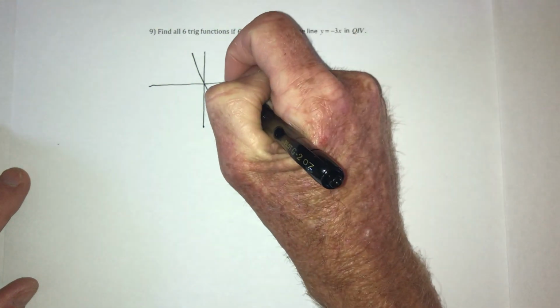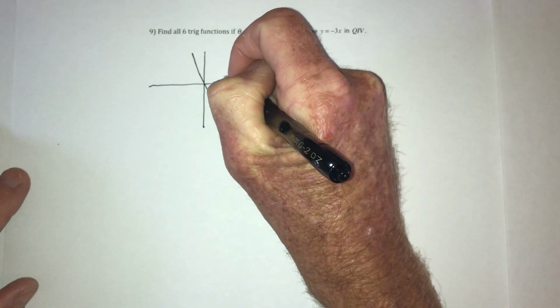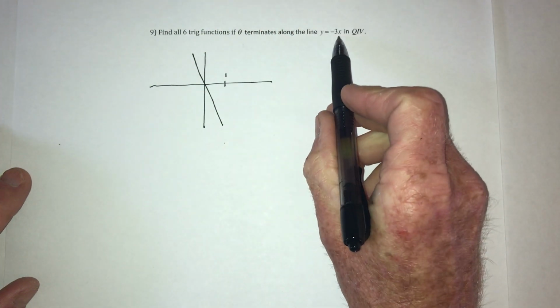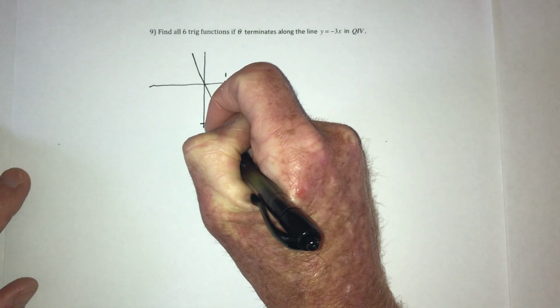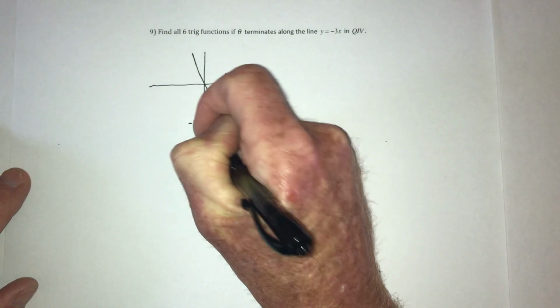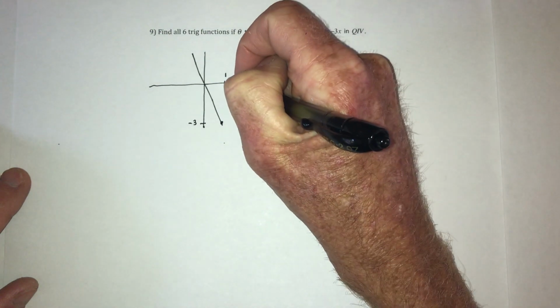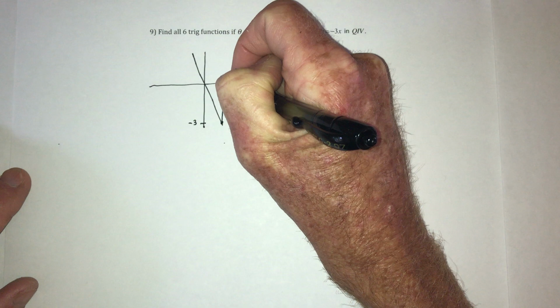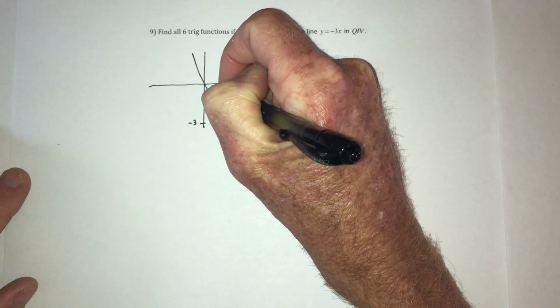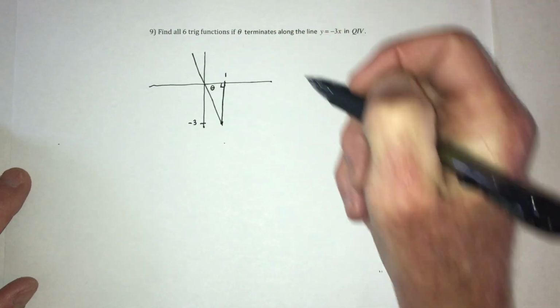Now what I could do is say, well, if x equals 1, so plug that in right there, then y is going to equal a negative 3. So at this point right here, y is a negative 3. And then create a right triangle by dropping this down. There's the right triangle. We could call this the angle theta.